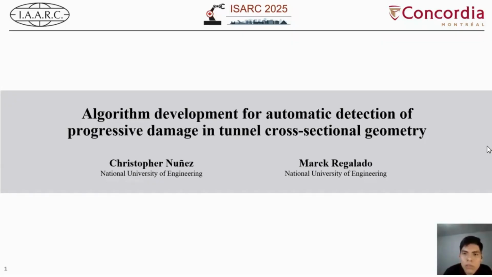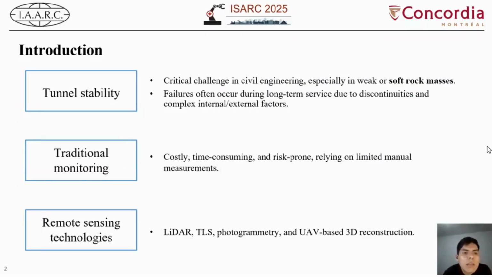So I would like to start with the introduction, and I wrote down the following three keywords: tunnel stability, traditional monitoring, and remote sensing technologies. Basically, tunnel stability represents one of the most important problems in construction projects. Especially when we are talking about tunnels, the environment around that project could face issues or problems related with the rock masses, soft rocks, and that kind of rock.